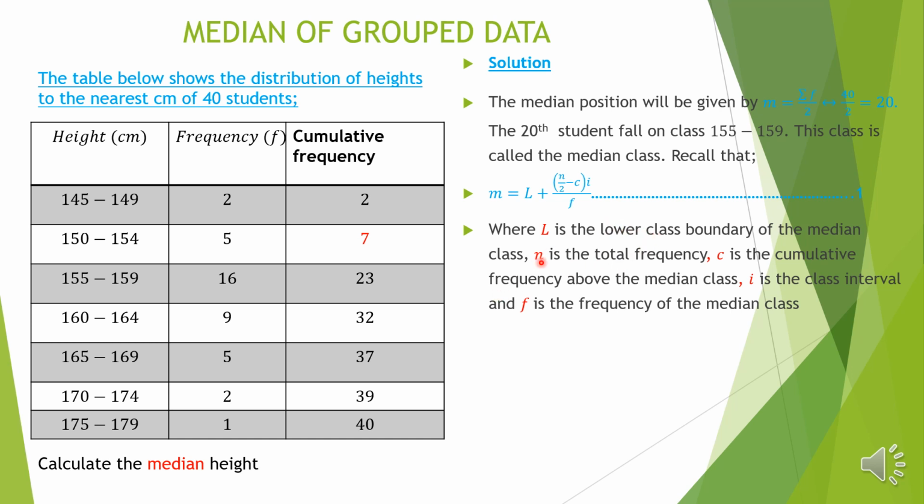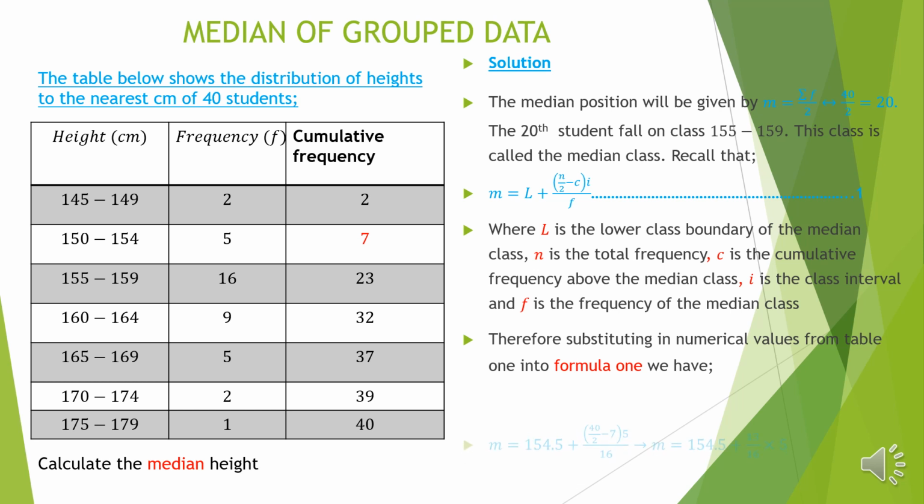At the same time, N is the total frequency. Also, C is the cumulative frequency above the median class, I is the class interval, and lastly, F is the frequency of the median class. Once we know those terms, we can substitute those values into the formula to calculate the median.